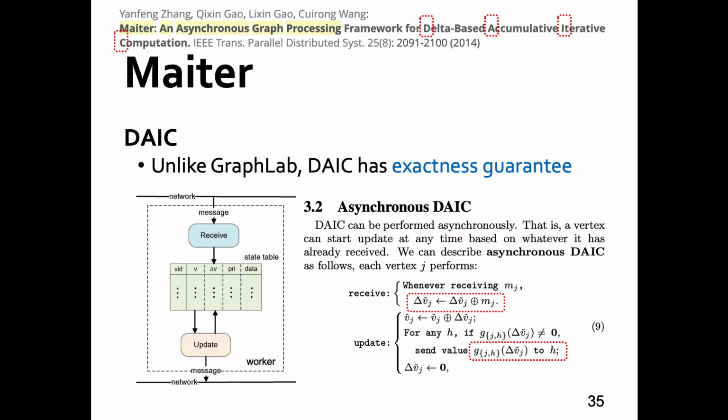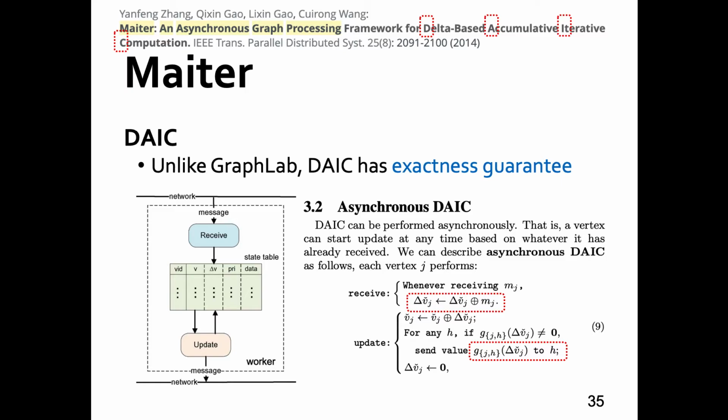There is another work that I think is worth mentioning, which is a system called Maiter that advocates a model called Delta-based Accumulative Iterative Computation, or DAIC in short. This is an asynchronous model which allows different vertices to run different numbers of iterations, so that those vertices that converge slowly can do more computations.